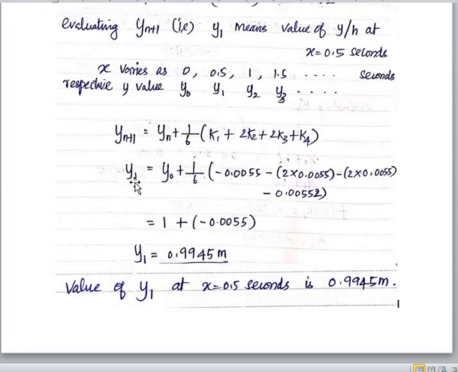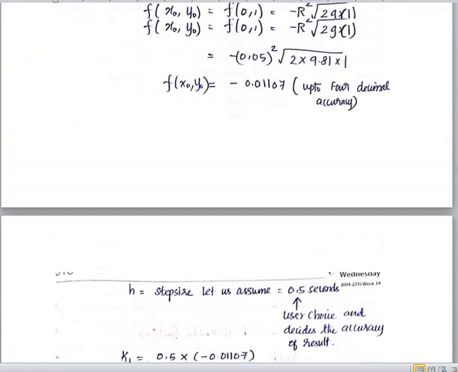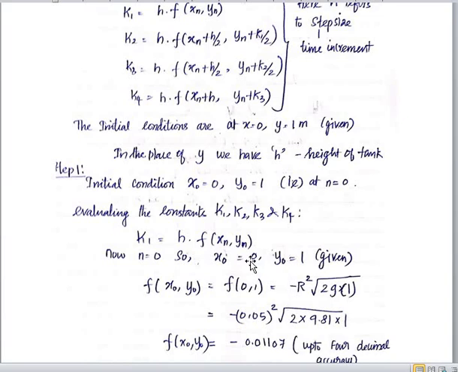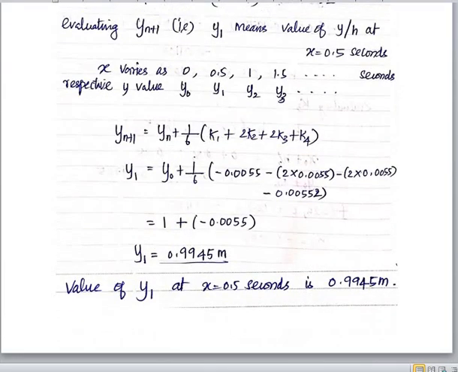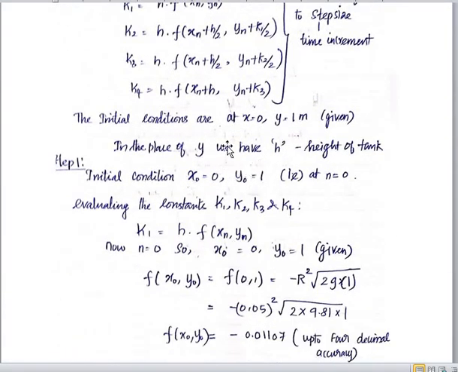Then y2 is equal to y1 plus 1 by 6 multiplied by all these constants. These constants once again need to be evaluated. So you should go back to step 1 again and proceed from here by having x1 and y1 as the initial condition. So you will write here x1 is equal to 0.5 second, y1 is equal to, what is the value? 0.9945 meter, which you got at the last step. That should be taken as the initial condition, and n is equal to 1 in the step.